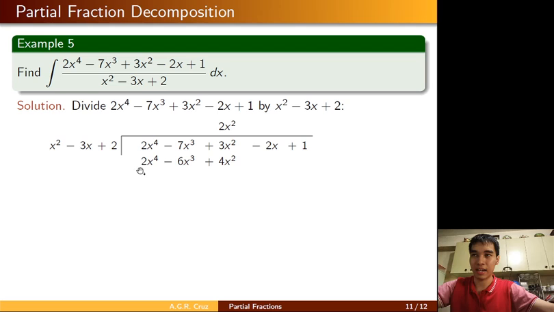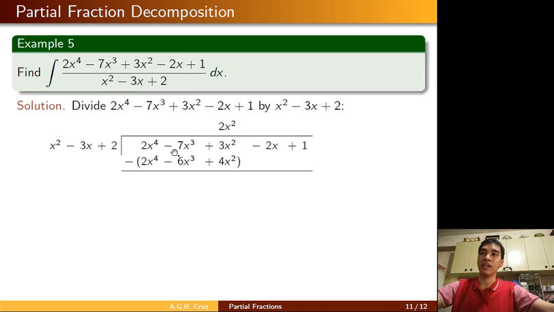This one minus, what's 2x to the fourth minus 2x to the fourth? It's 0, no? Then negative 7x minus negative 6x. So minus minus, that's plus now, no? Negative 7x cubed plus 6x cubed is now negative x cubed. Then 3x squared minus 4x squared is negative x squared.